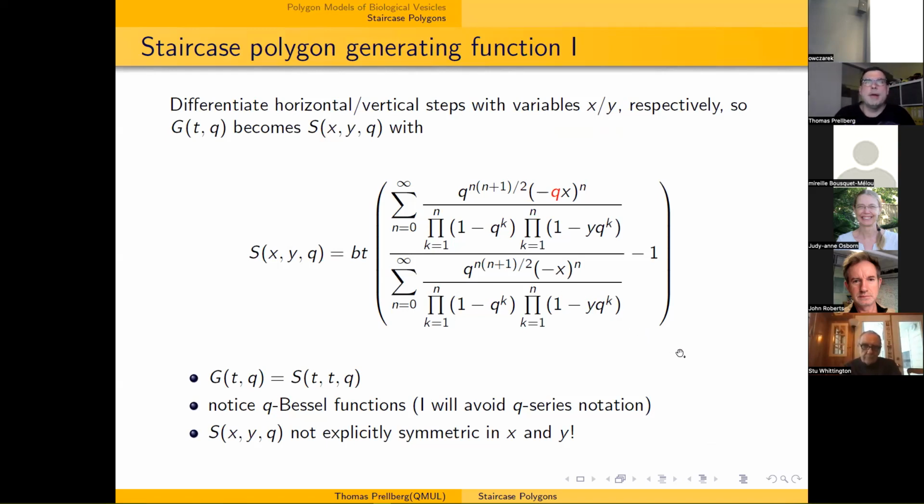So these sums are actually q-Bessel functions, and I don't want to dwell too much on the q-series notation, so I will try to avoid most of these things here. The one thing I want to point out is that at that point, Richard and I had a discussion, and we basically realized we could only do this by differentiating horizontal and vertical perimeter. And we could only do this by writing down a generating function expression that did not reflect the symmetry in x and y.